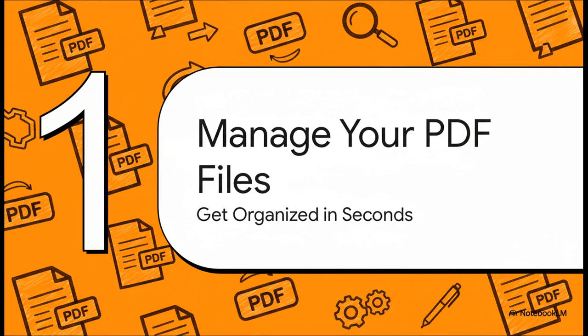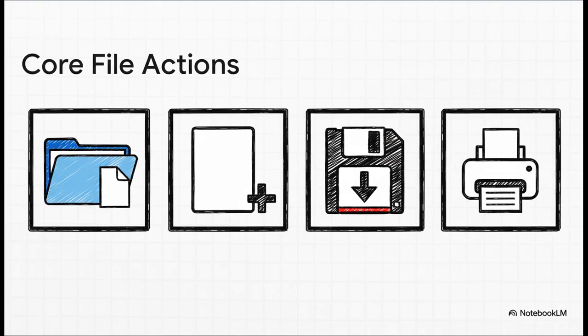This is all about getting organized in seconds. Seriously, these are the foundational skills you're going to use every single day to handle your documents way more efficiently. So, let's start with the absolute basics, the core actions you'll use constantly. Forget clicking through endless menus. It's all about the keyboard. You've got Ctrl+O to open, Ctrl+N for a new blank page, Ctrl+S to save your work, and Ctrl+P to print. Honestly, just mastering these 4 shortcuts is going to dramatically speed up your workflow.